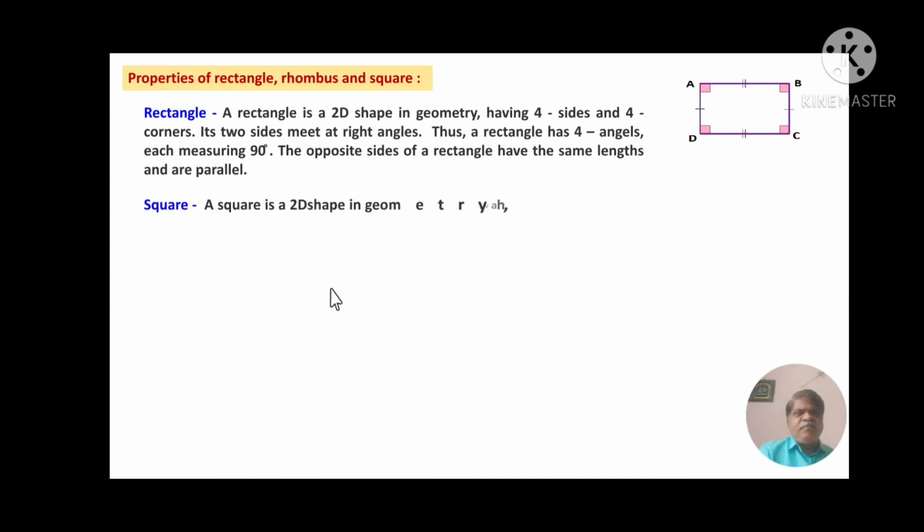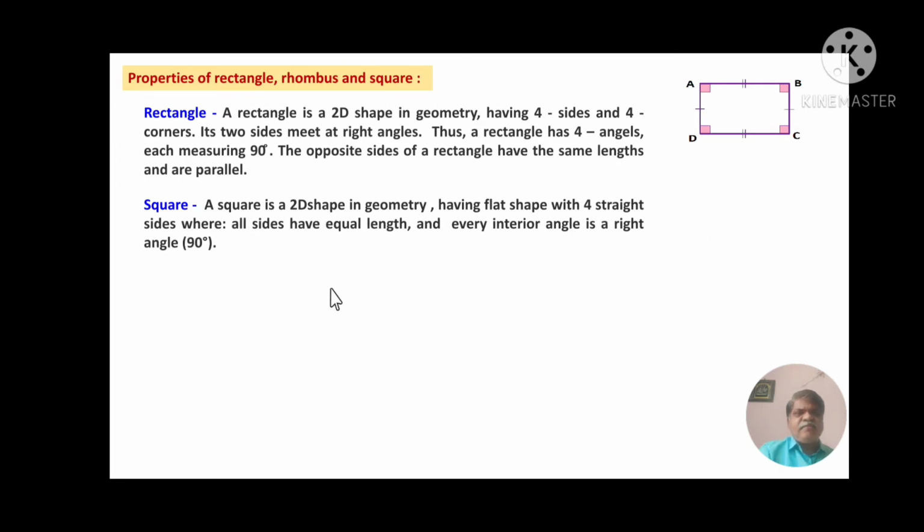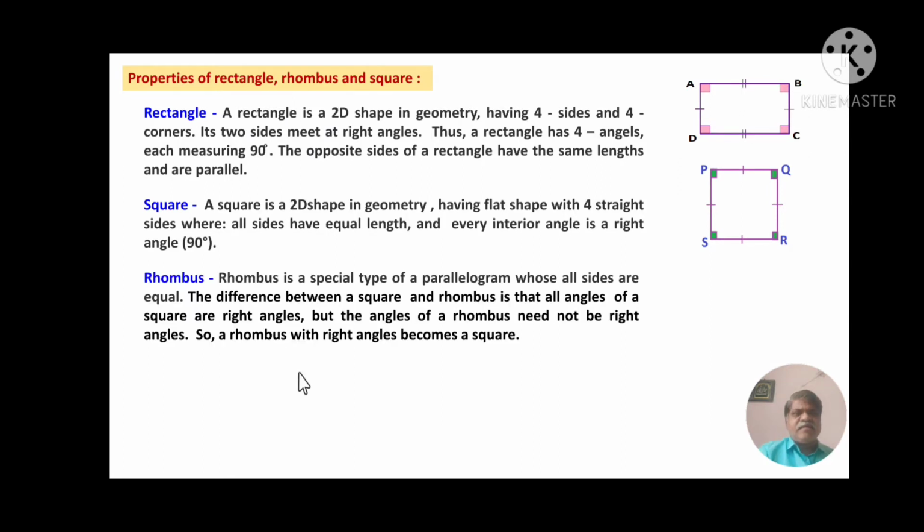Square. A square is a 2D shape in geometry having a flat shape with 4 straight sides, where all sides have equal length and every interior angle is a right angle, that is 90 degrees. In the adjoining figure, you could see the quadrilateral PQRS is a square wherein all sides are shown with identical marks, meaning congruent, and each angle is 90.